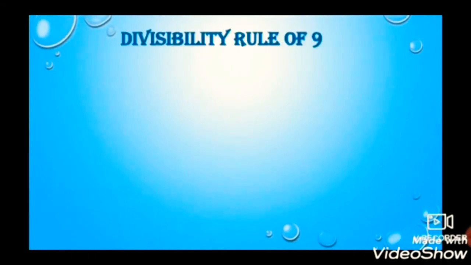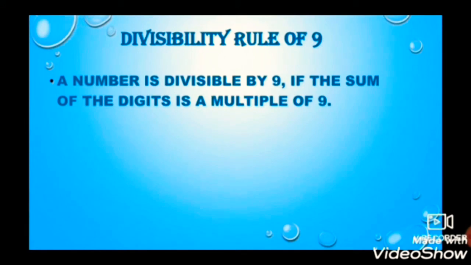Next, divisibility rule of 9. A number is divisible by 9 if the sum of the digits is a multiple of 9. It is similar to the divisibility rule of 3. There, the sum of the digits is a multiple of 3. Here, the sum of the digits is a multiple of 9.